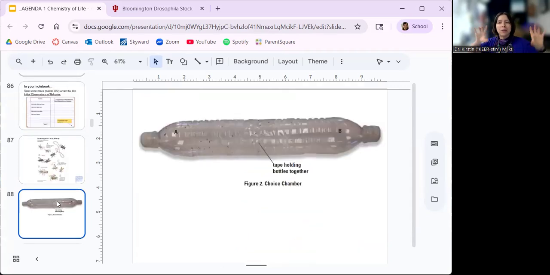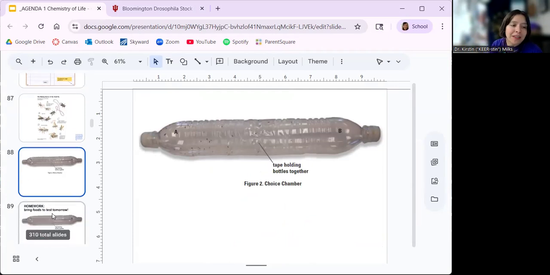What we did today was we cut the bottoms off plastic bottles and we made these choice chambers with tape holding the bottles together. Tomorrow, we're going to test substances against water. We'll keep water in B and we'll put different things in A to see, do fruit flies like that smell more? Do they like it less? Are they more likely to be attracted to different parts of the components of the chamber?